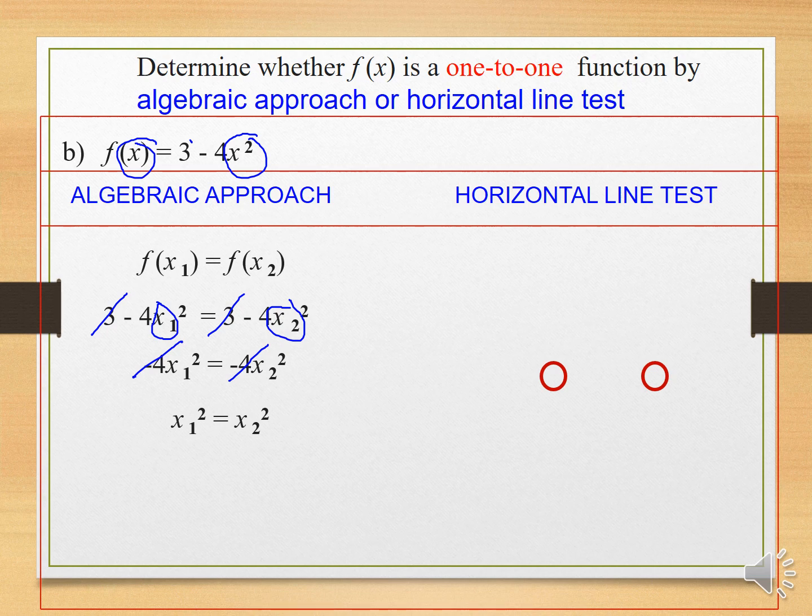Since x1 squared equals x2 squared, we get x1 equals plus or minus x2, which means f(x1) equals f(x2) implies x1 equals x2 or x1 equals negative x2. Therefore, this is not a one-to-one function.